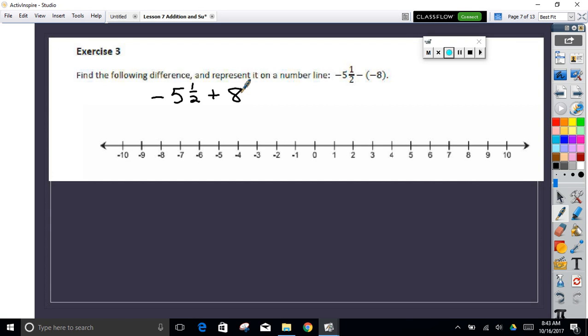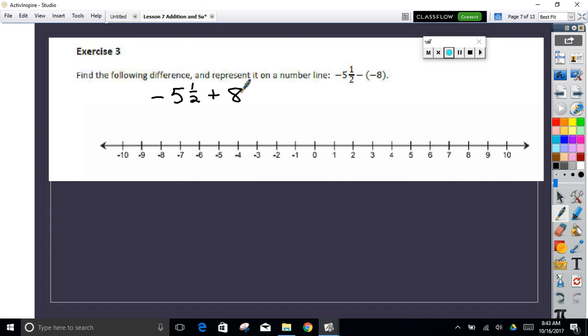So when we rewrite them, we don't change the sign of the first number ever. We change subtraction to addition, and we make this the opposite. So since it was negative 8, we're adding a positive 8. Okay, what's this going to look like on the number line? Zoe, tell me what I should do on the number line. Start from 0, go to 5.5. Go to 5.5, so go here. To the left. To the left, 5.5.